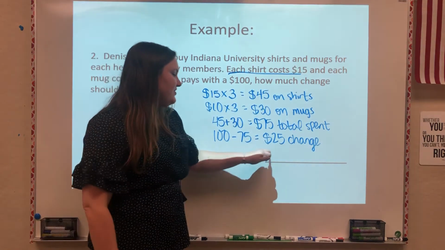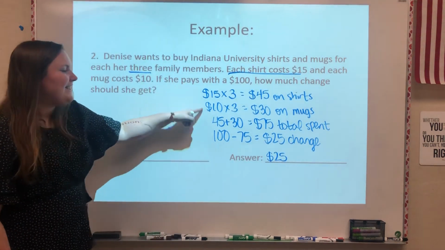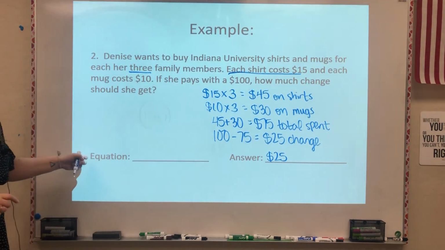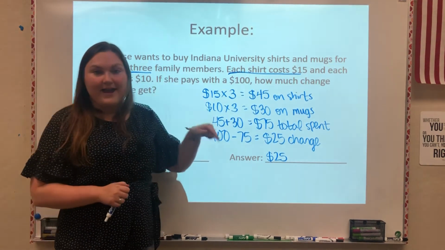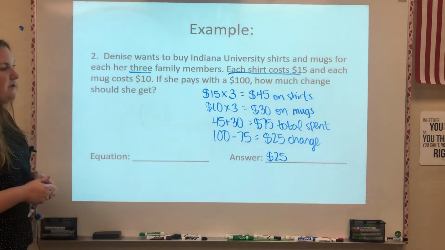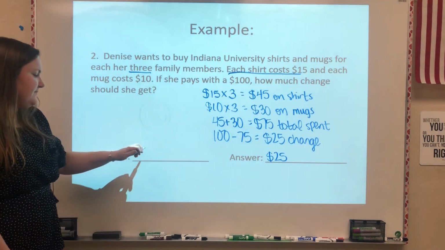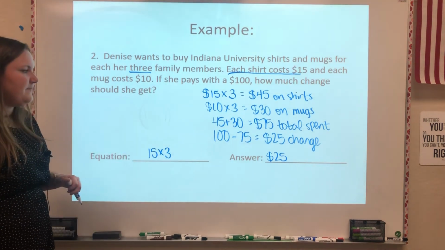I figured out she should have $25 in change. But how can I represent all of this math in a single equation for this problem? Well, similar to before, I'm going to go through one part at a time and add it to my equation. So the first thing I did was I figured out the total of the shirts. So part of my equation is going to say 15 times 3.